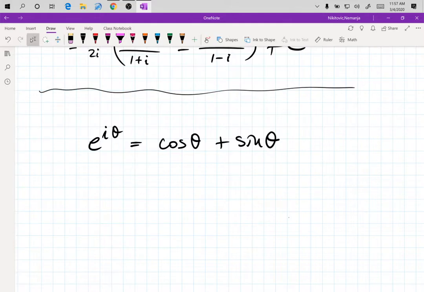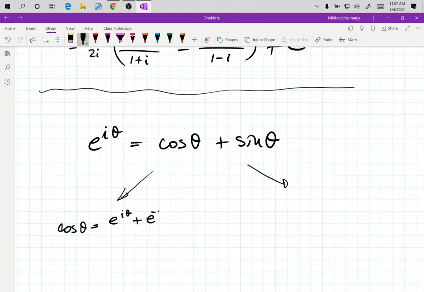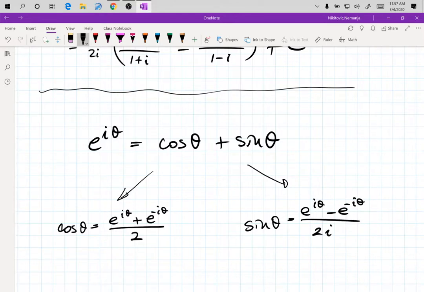And from these equations, you can come up with cosine theta is equal to e to the i theta plus e to the negative i theta over 2. There is no i in the denominator for cosine. For sine theta, we have e to the i theta minus e to the minus i theta over 2i. So sine does have i.